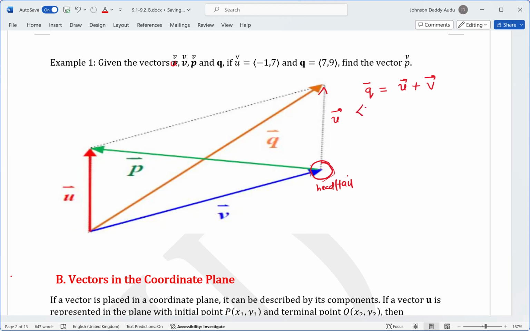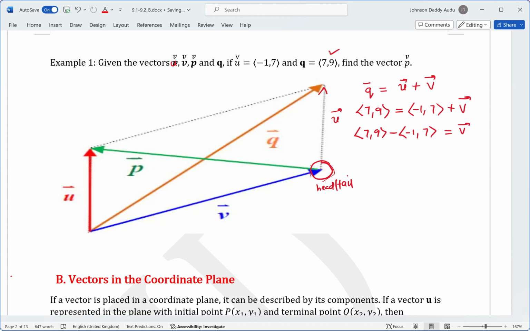And then here we already know what Q is. So Q is giving us 7, 9 from here. It's equal to, we know U is minus 1, 7, then plus V, which is the vector we don't know. So we can find V. V will just be by subtraction. You move this to the other side. So we have 7, 9 minus minus 1, 7 as well. This is equal to V.